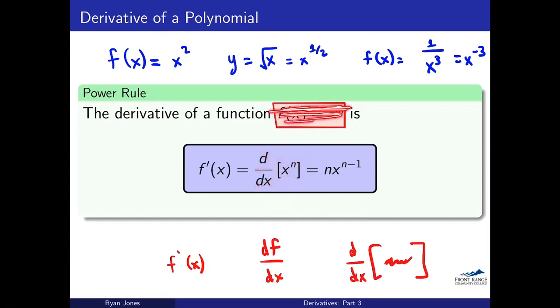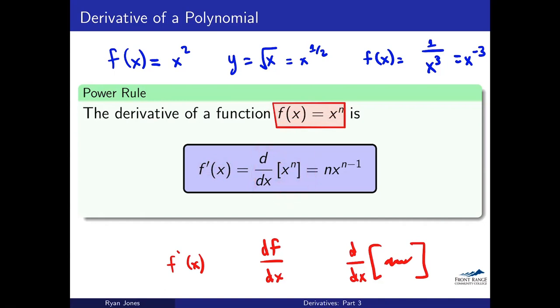Alternatively, if I cover up what the function is and I cover up f prime, you can very easily see right here that I have my function, x to the n, that I've circled. And so I'm taking a derivative of this x to the n, and that gives us a lot of information just with a simple notation change.